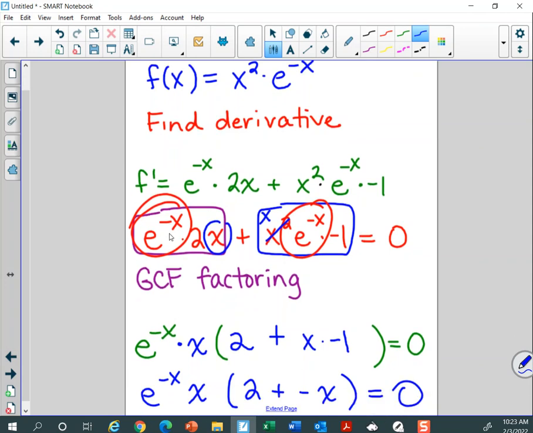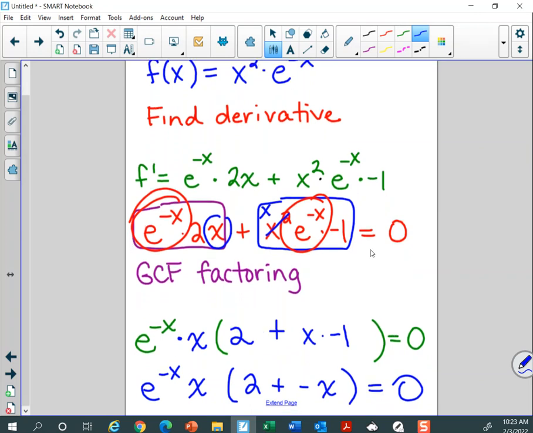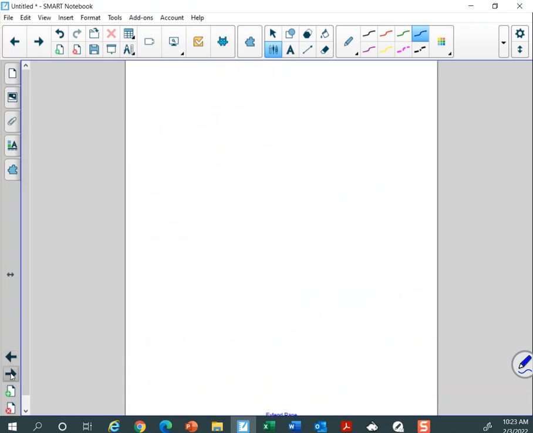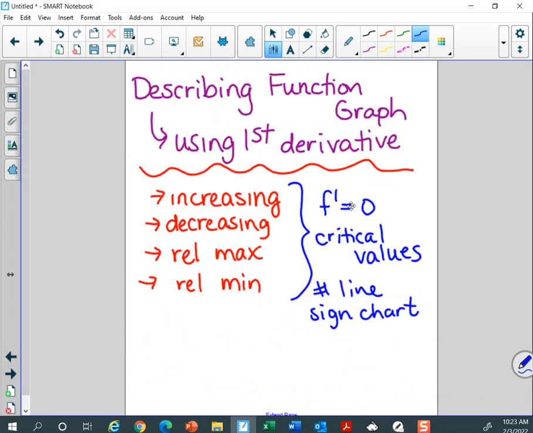It's just something, and you know what? If we're going to do these problems with e's in them, this is going to happen. We're going to end up with e expressions in both chunks after we do a product rule, and we'll pull an e expression out. So it's just like I said, you're going to get used to it. Okay. So what are we doing? We're taking the derivative. We're going to set it equal to 0. We're trying to solve that to get critical values.